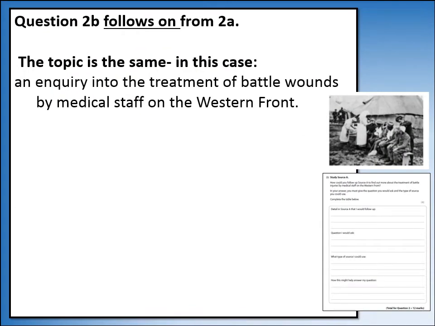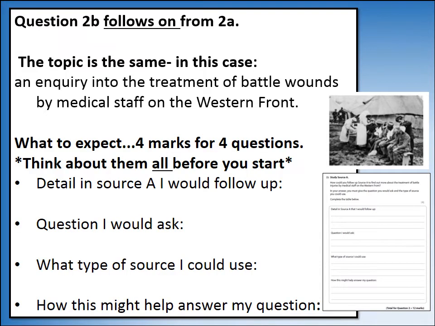Now this of course follows on from 2a, but it's the same inquiry that you'd have looked at for question 2a. In this case, the inquiry was an inquiry into the treatment of battle wounds by medical staff on the Western Front. And what you'll be asked to do is to develop that inquiry. You'll get 4 statements in which they're going to ask you to show some more specific knowledge and also to build an inquiry for yourself.